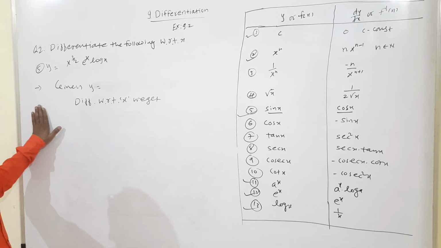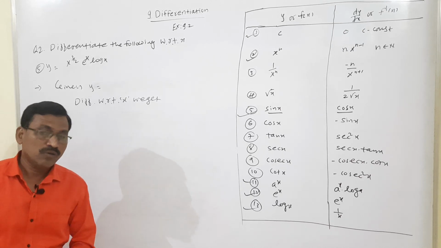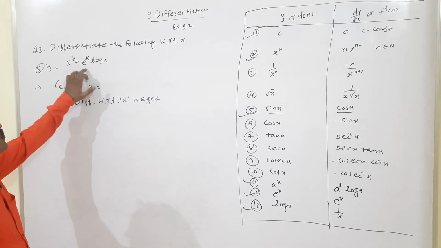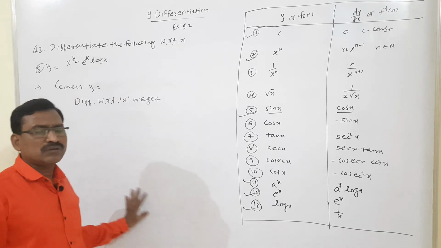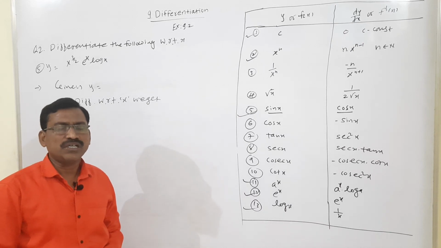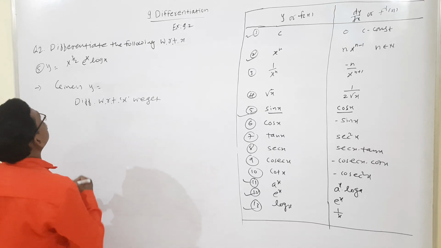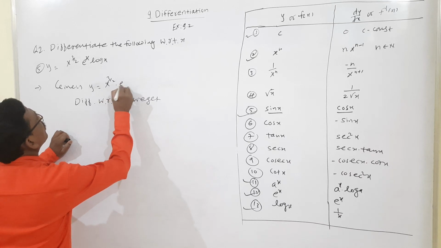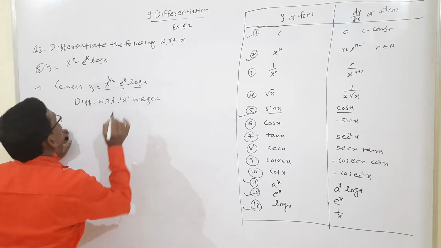Now we will take example number 5. Example number 4 you may try to solve at home. In this example number 5 there are three functions, u into v into w. We have already studied the derivative of three functions as a corollary. So x to the power 3 by 2 into e raised to x into log x is u into v into w.